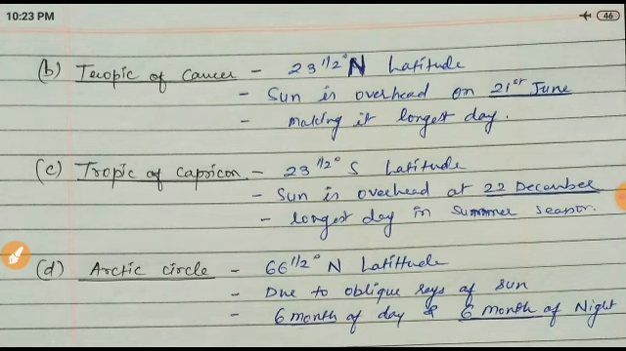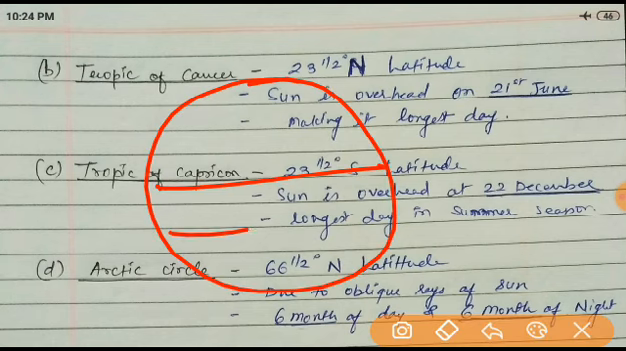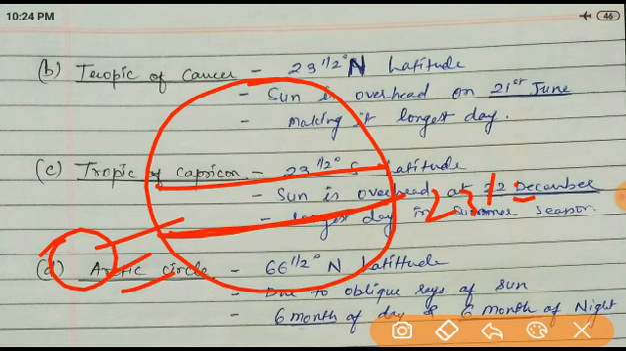Okay, next one is the Tropic of Capricorn, which is in the southern part. This is the Tropic of Capricorn, which is also at 23 and a half degrees. The sun is also overhead on it on 22 December, in the summer. When you understand rotation and revolution in the next chapter, you will understand why it is important.